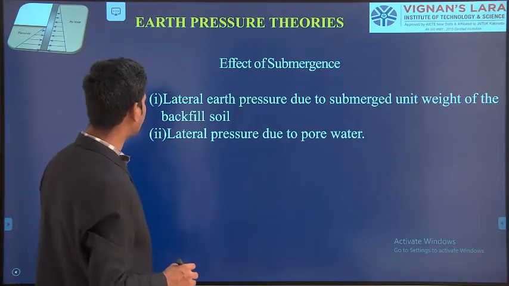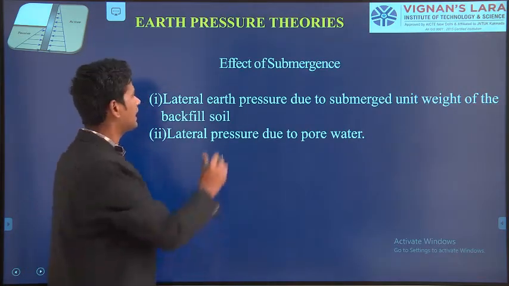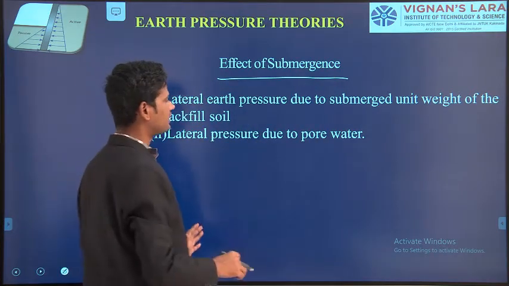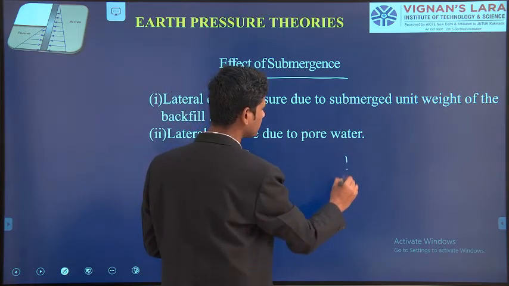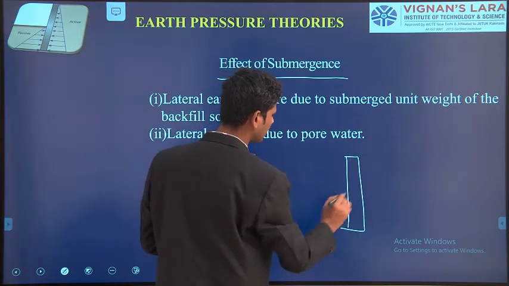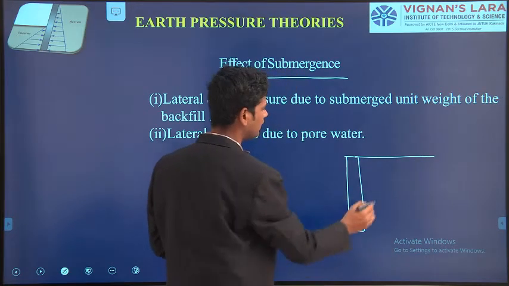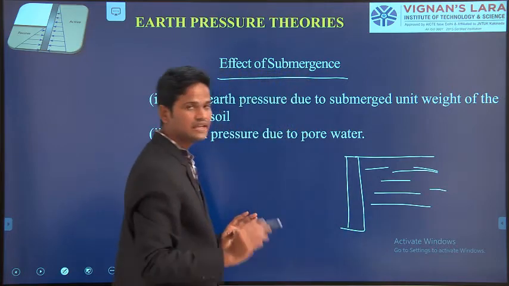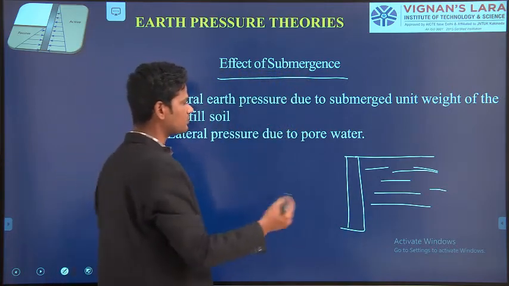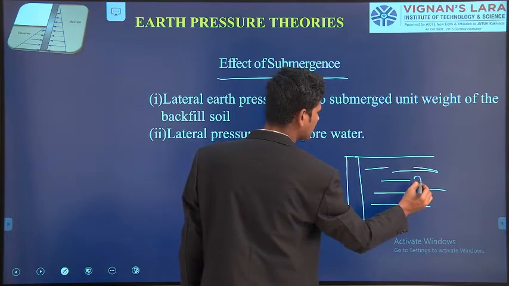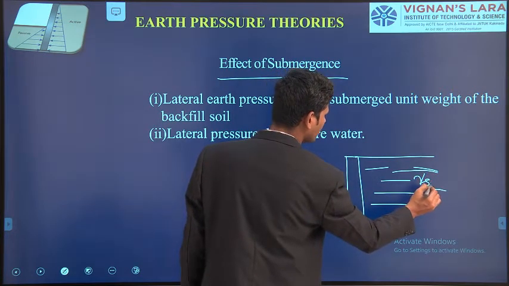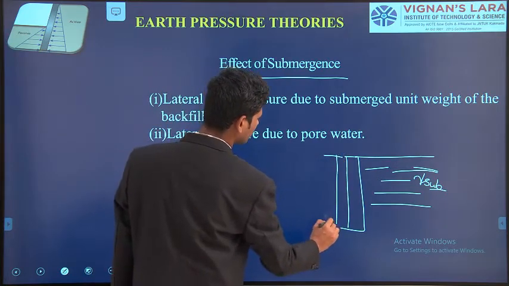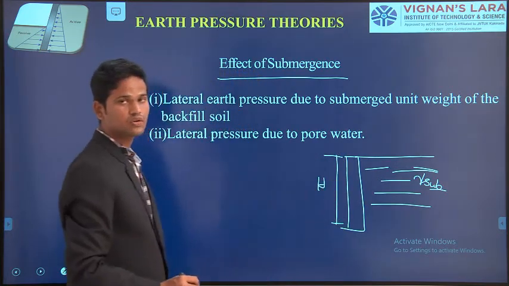Next, we have one more condition: the effect of submergence. Again we consider the same retaining wall with horizontal ground level, and the soil available here is completely filled with water. That means it is in a submerged condition. In the submerged condition, we have to take the unit weight of the soil mass as gamma sub, and this is the total height of the wall.